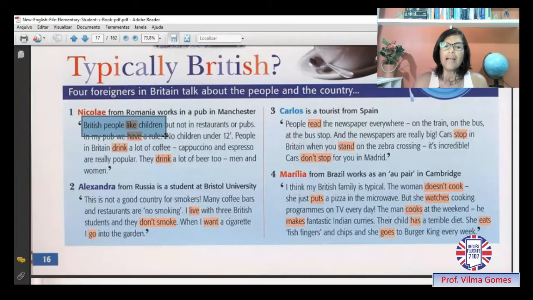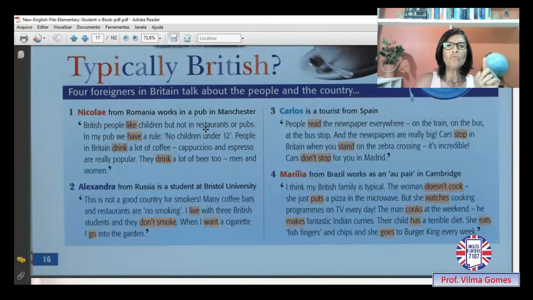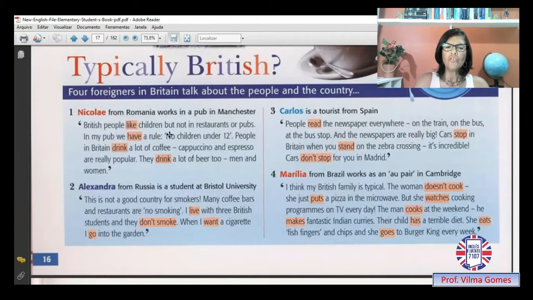What else? And I asked it. What is the rule in Nicholas pub? Do you know? In my pub, we have a rule. No children under 12. Very good. Okay. Question number 3. I asked it.